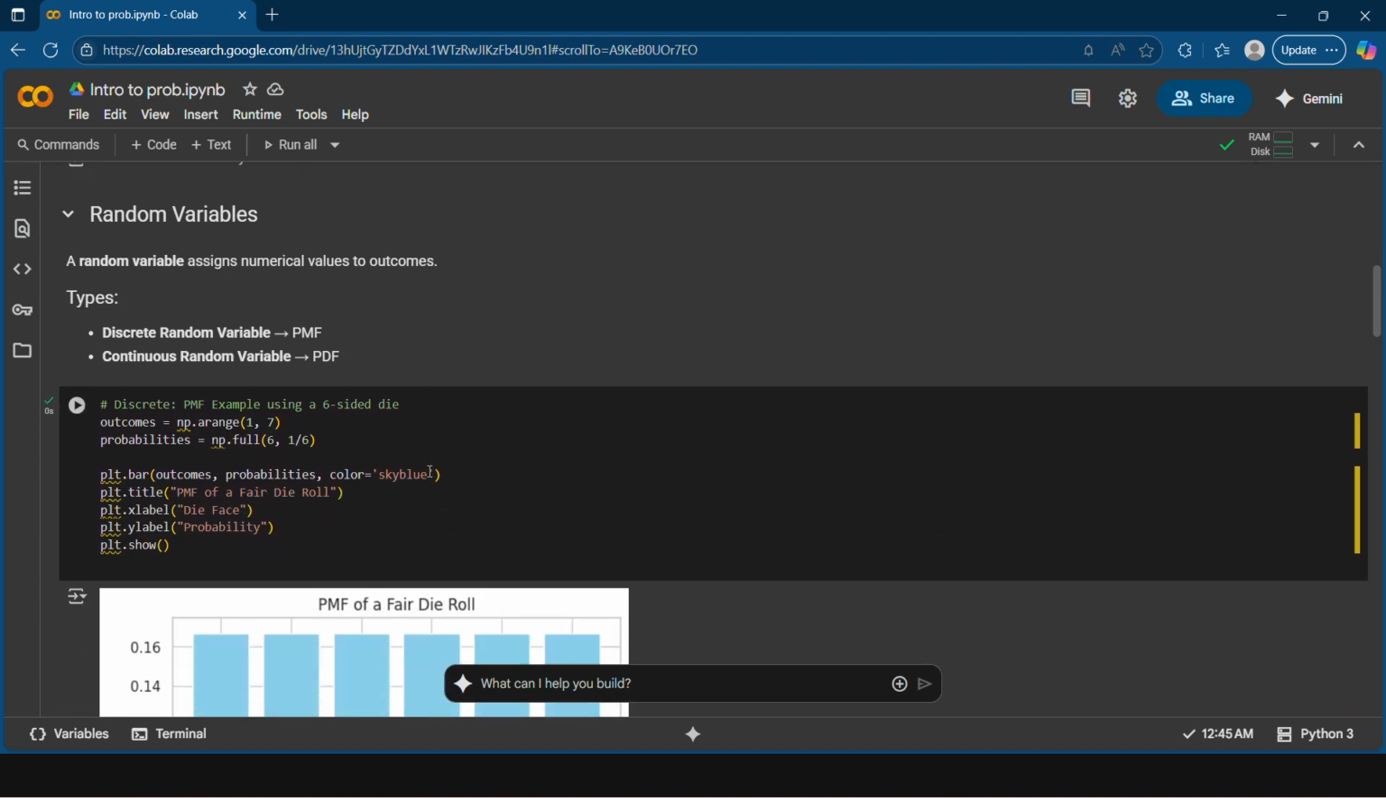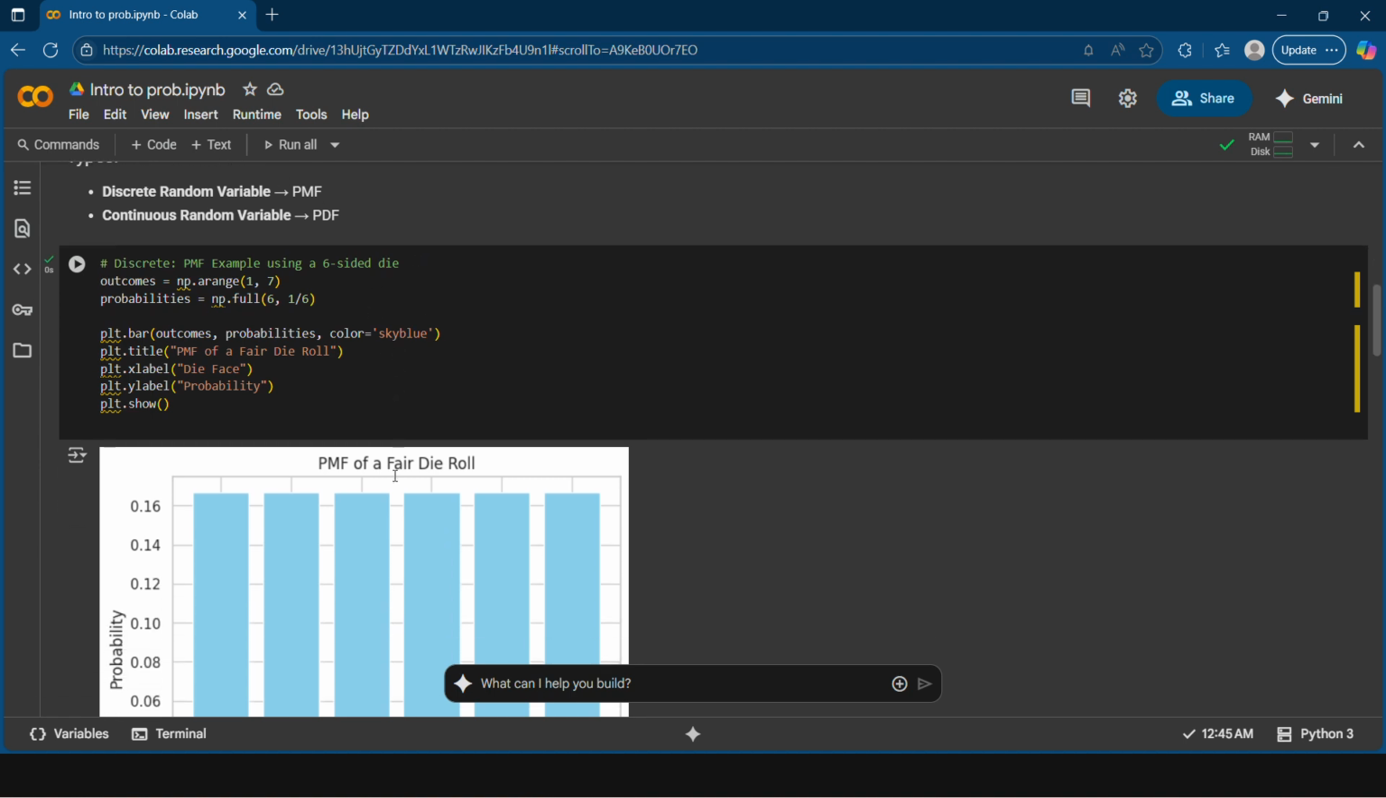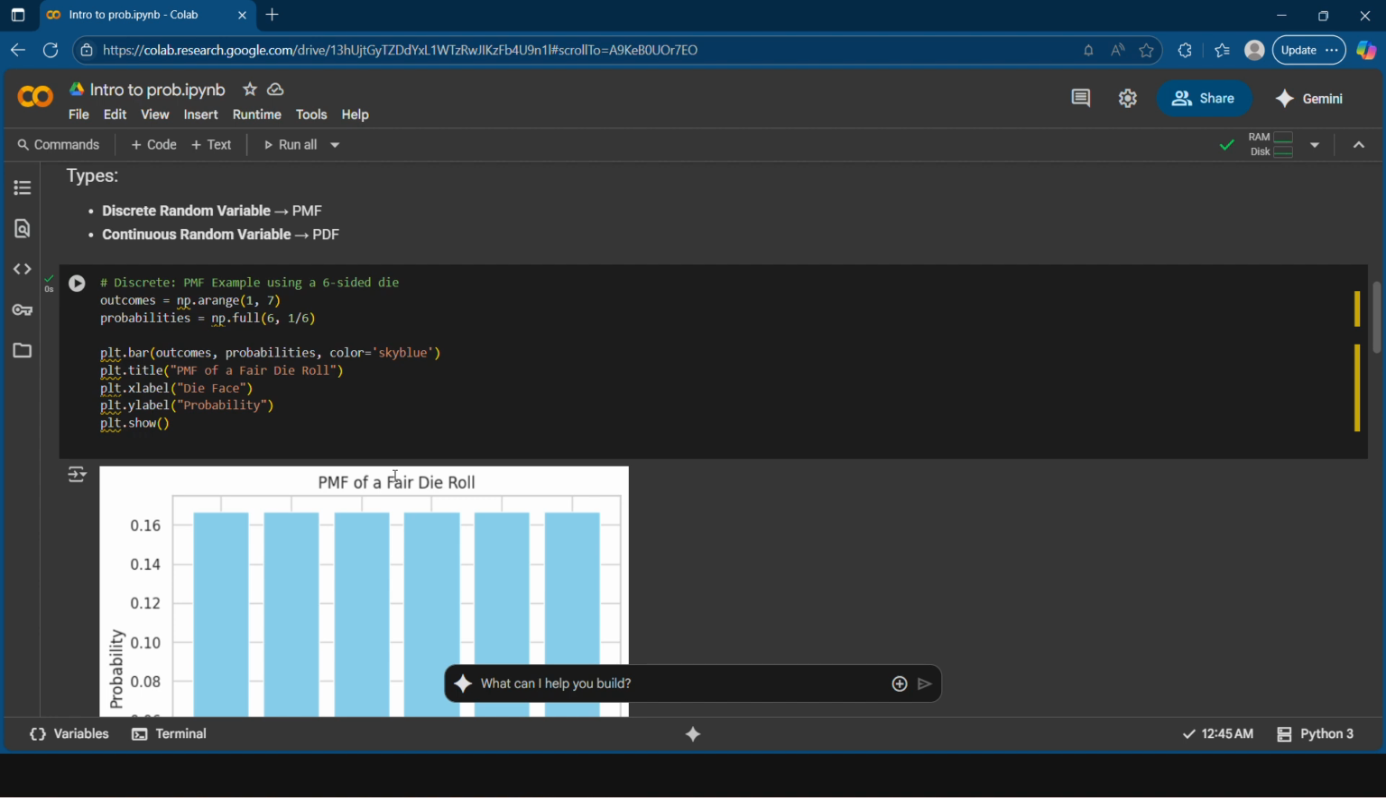And when it comes to the random variables of PMF and PDFs, in probability, a random variable maps outcomes to numbers. There are two different types, discrete and continuous. Discrete random variables are described by a PMF and continuous random variables by a PDF. In the first example above, here is the PMF of a fair six-sided die. Each outcome has a probability of 1 out of 6.